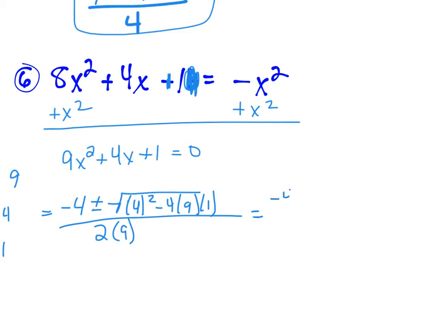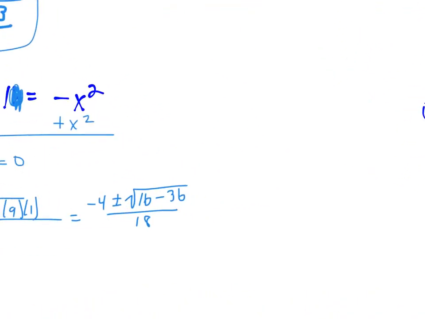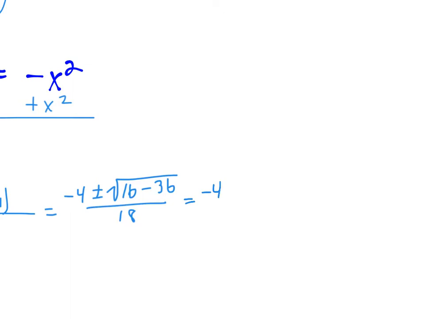Negative 4 plus or minus. What's 4 squared? 16. So 16 minus what? 36. Good. Over 18. We good? Okay. Simplify a little more. Negative 4 plus or minus. What's 16 minus 36? Negative 20. Good. I see a negative, guys. What does that make me think of? The i's. Good. If you want to rewrite it as negative 1 and square root 20, that's fine.